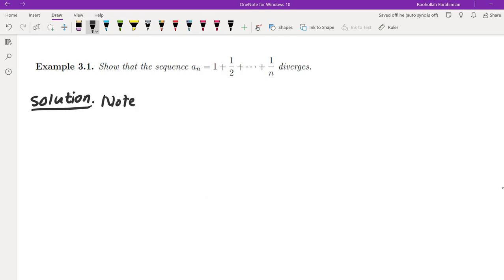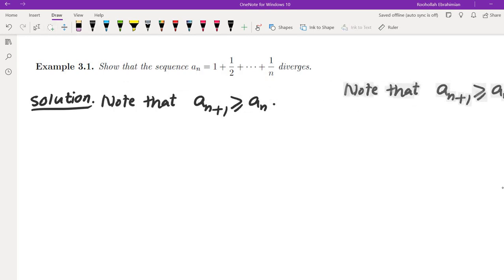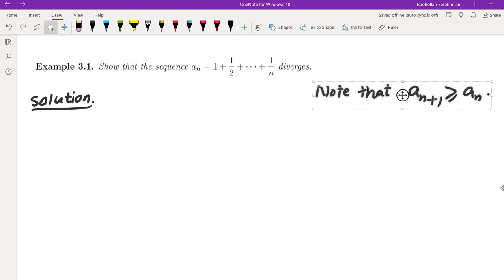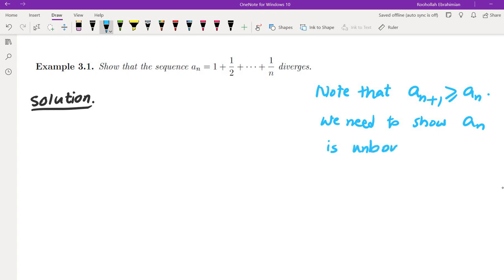So note that a_{n+1} is greater than or equal to a_n. And this doesn't even have to be part of the solution. This would be kind of like the scratch work, which I will put on this side. So if this is the case, then in order to show it is divergent, we need to show it is unbounded. Okay, so now how do we do that?